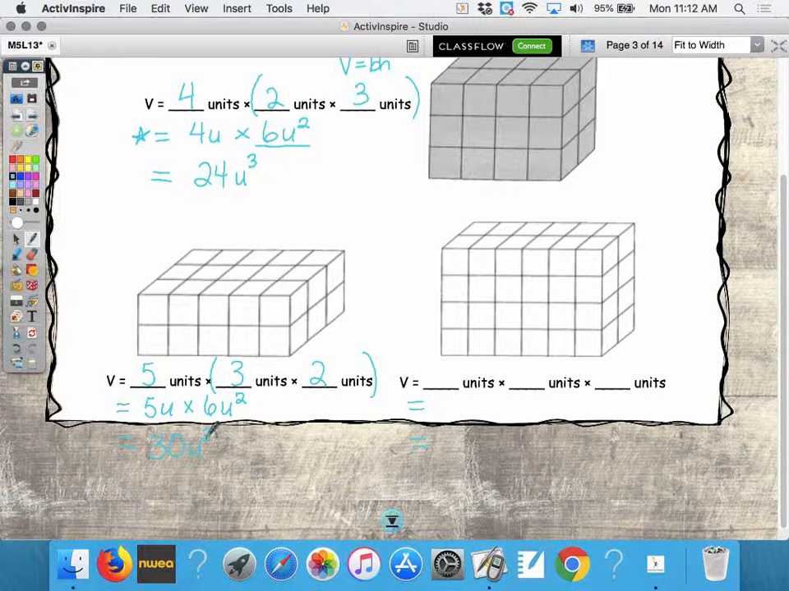Miliano, help me with the next one. 6, and 2, and 4. Good. How would you group these? 2 and 4. And you can group them however you want. If you want to do 12 times 4 and you have that memorized, go right ahead. So this is 6 units by 8 units squared, and that equals 48 cubic units. So there's a little review of volume, okay?